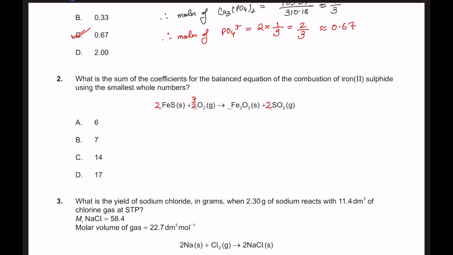Now, to make it integer, I'll multiply both sides with 2. So I'll have 4 FeS plus 7 O2 should give me 2 Fe2O3 plus 4 SO2. So the total sum is 4 plus 4, 8, plus 2, 10, plus 7 is 17. So question 2 should be D, right? 4 plus 7 plus 2 plus 4, which is 17.